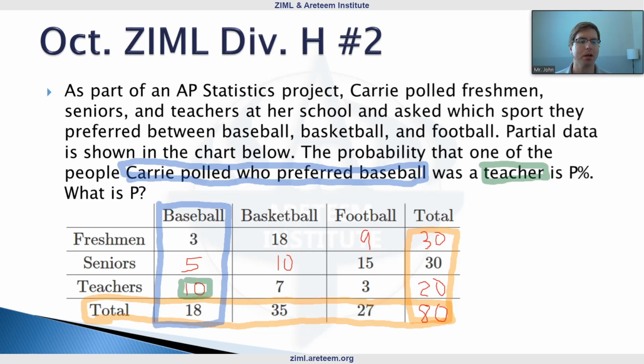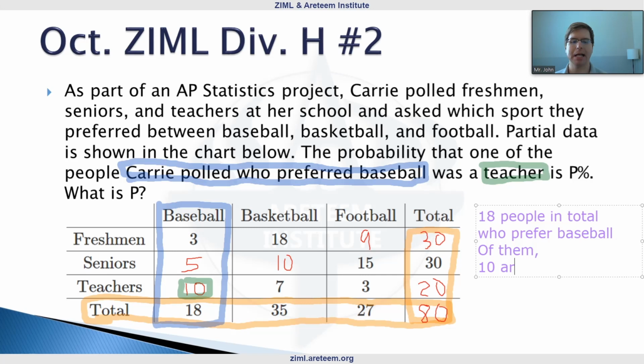And this is what we're combining for our probability. There are 18 people in total who prefer baseball. Of them, 10 are teachers. So this gives us a probability of 10 over 18, which is 5 over 9, approximately 55.56%. So that's giving us our approximate answer in terms of P.